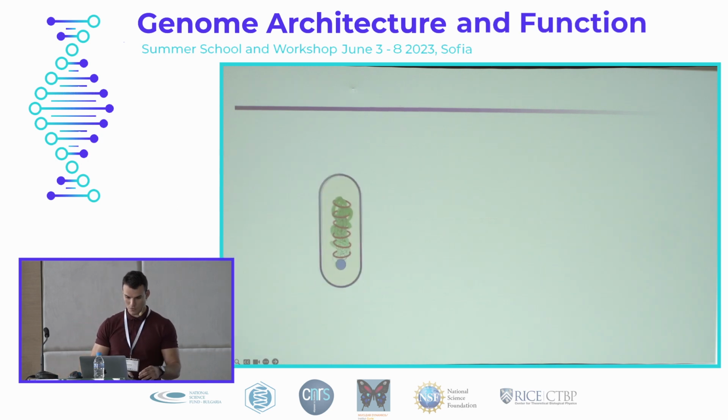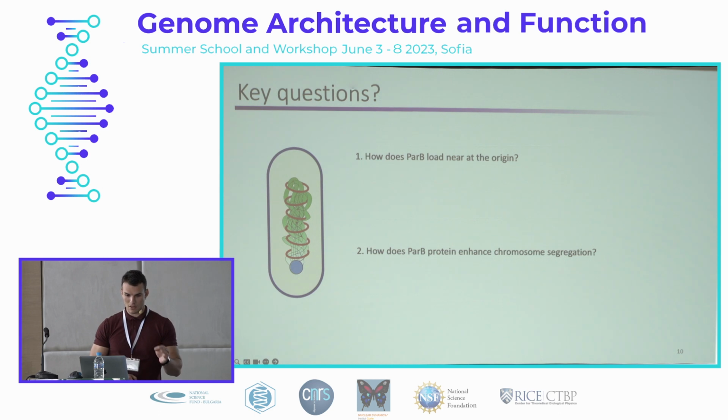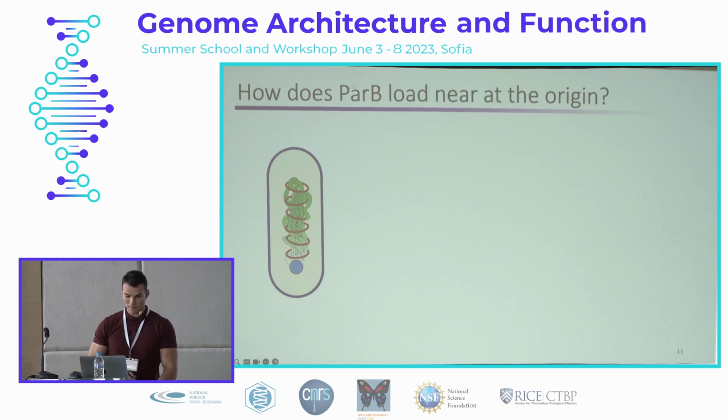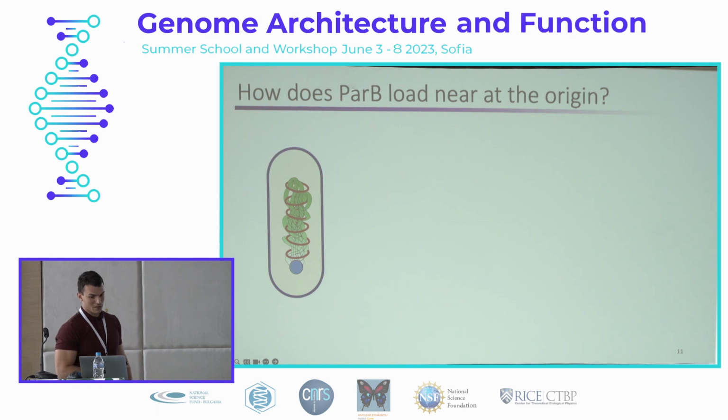And so the key questions that we were asking are: how come there is such a high number of proteins that load near the loading site, and also how does this protein exactly enhance the chromosome segregation? And I want to, in the end, ask some questions and see if someone can help me with figuring this out. But anyways, to start with the first question, how does it load near the origin?